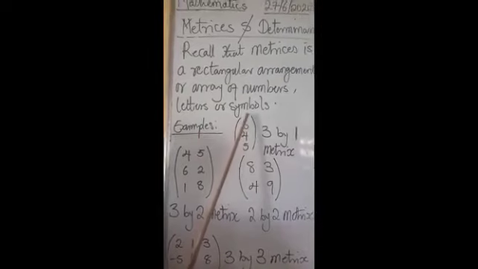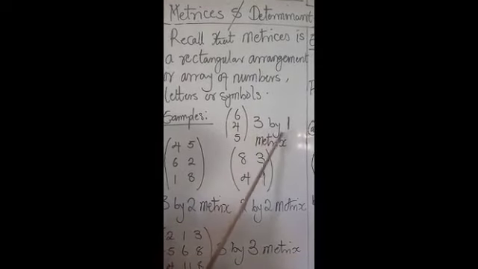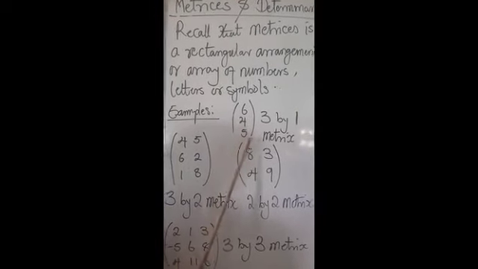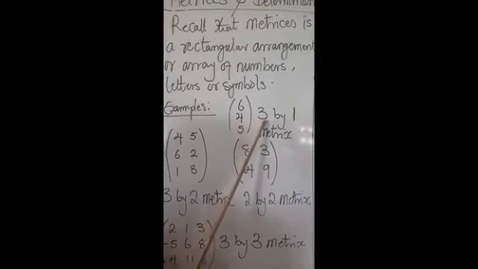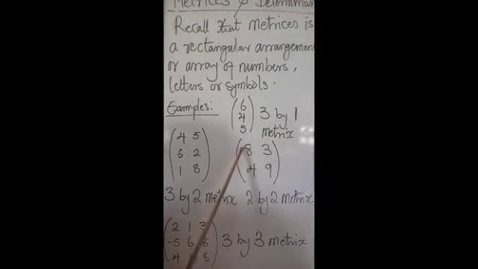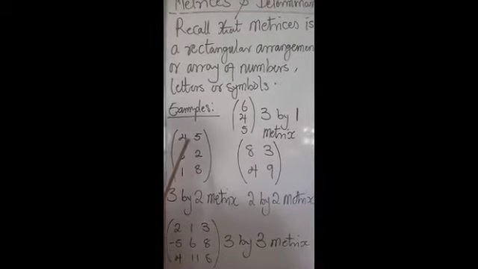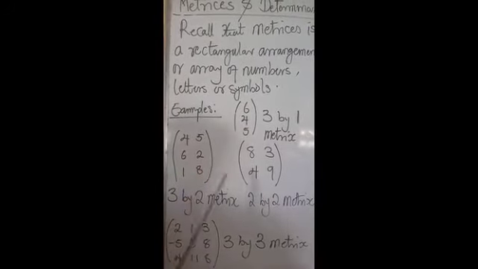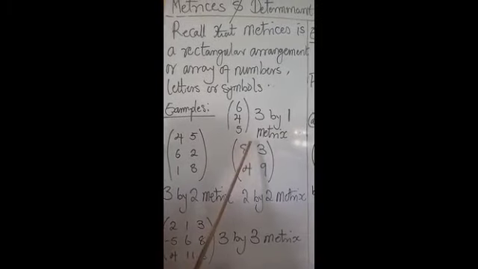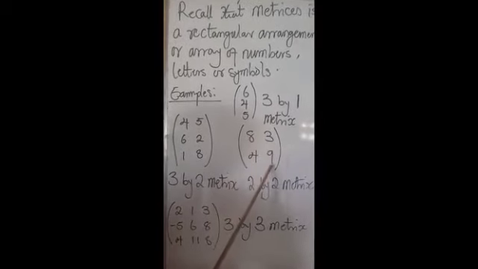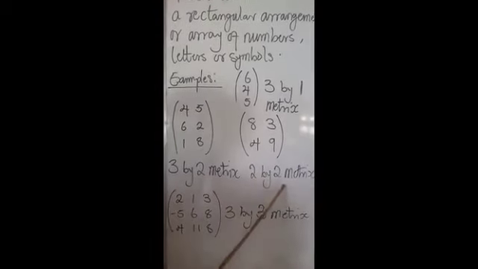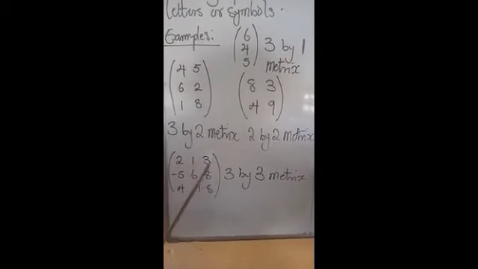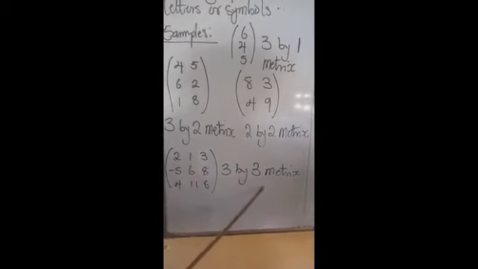You have this. This is called a 3 by 1 matrix. Why? We have row 1, row 2, and row 3. That means it is 3 rows by 1 column. When you come to this one, you find out that you have 3 rows and 2 columns. Then when you come to this one, you have 2 rows and 2 columns. That is why you call it a 2 by 2 matrix. When you come to this one, you have 3 rows and 3 columns. That is why you call it a 3 by 3 matrix.